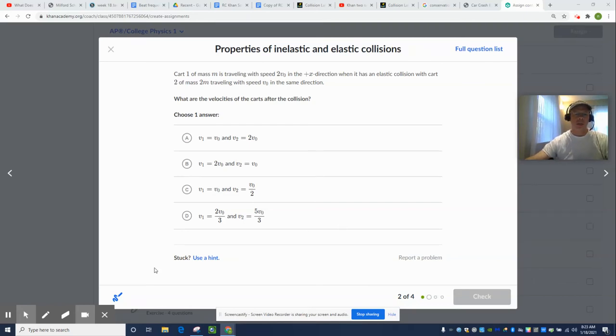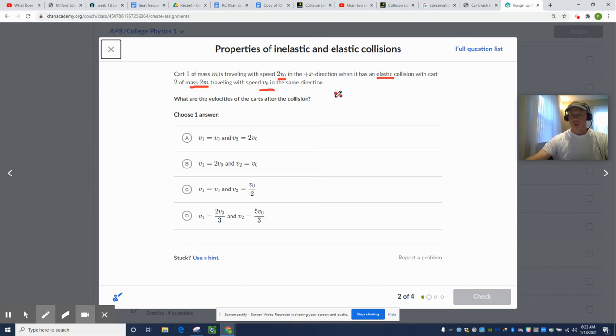I'd like to do a Khan Academy problem from the set called Properties of Inelastic and Elastic Collisions. Cart 1 of mass m is traveling with speed 2v0 in the positive x direction when it has an elastic collision with cart 2 of mass 2m traveling with a speed of v0.